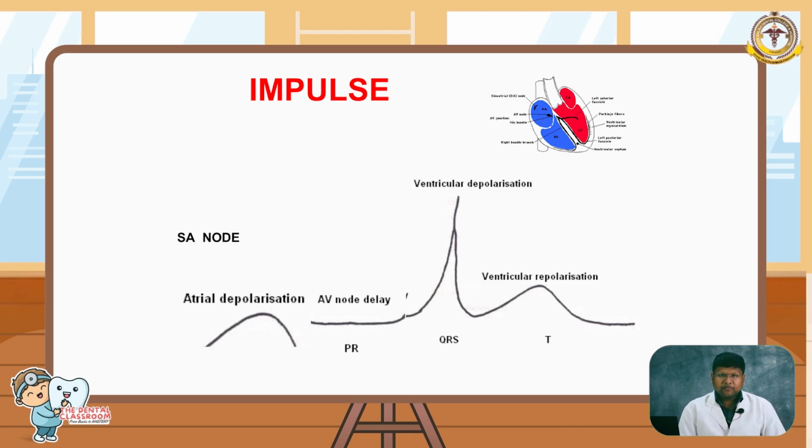This P wave is formed due to atrial depolarization, and the PR interval is formed due to the AV nodal delay. The QRS complex, which is the biggest wave in your ECG, is due to ventricular depolarization, and a small wave called the T wave is due to ventricular repolarization.